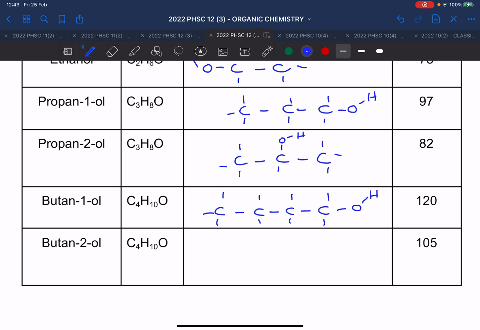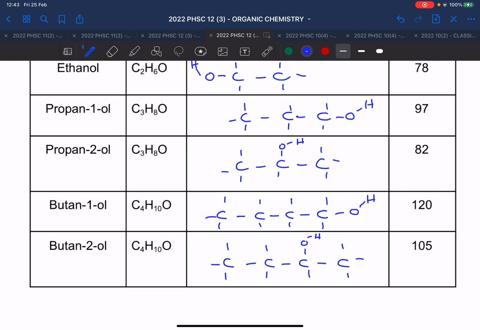And butan-2-ol tells you that on the second carbon you have a hydroxyl group. Can you get something like butan-3-ol? No.